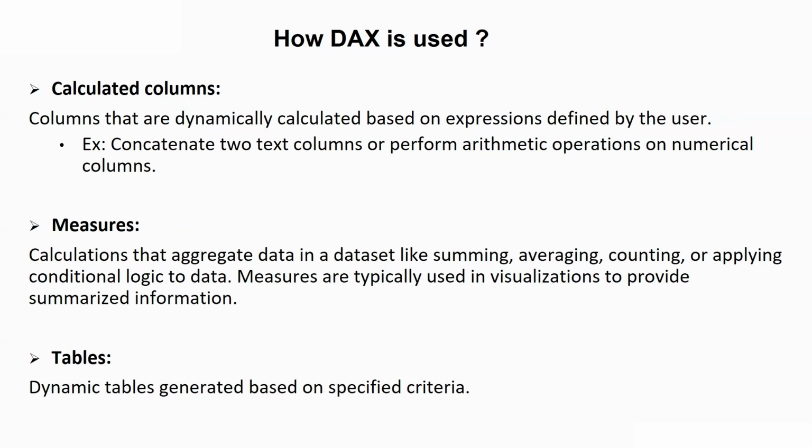operations on numerical columns. If we talk about measures, measures are calculations that aggregate data in the dataset. They can perform various functions such as summing, average, counting, or applying conditional logic to the data. Measures are typically used in visualizations to provide summarized information. So now we'll be talking about the basic difference between creating calculated columns and measures, and also when we have to use which kind of thing. Then the third thing is the tables.